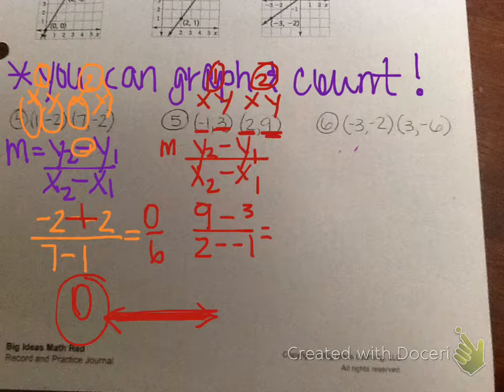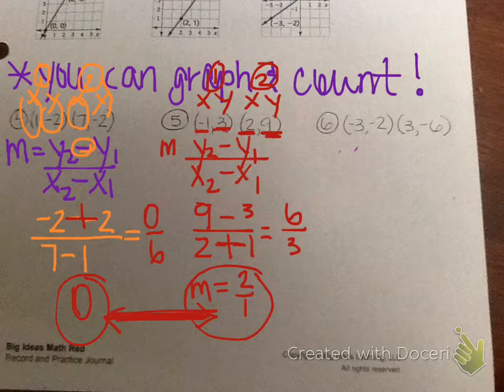So now when I solve, 9 minus 3 is 6. 2 minus -1 means plus. I get 6 over 3, which reduces to 2. But I would reduce it to 2 over 1 so that we have a ratio that makes sense.